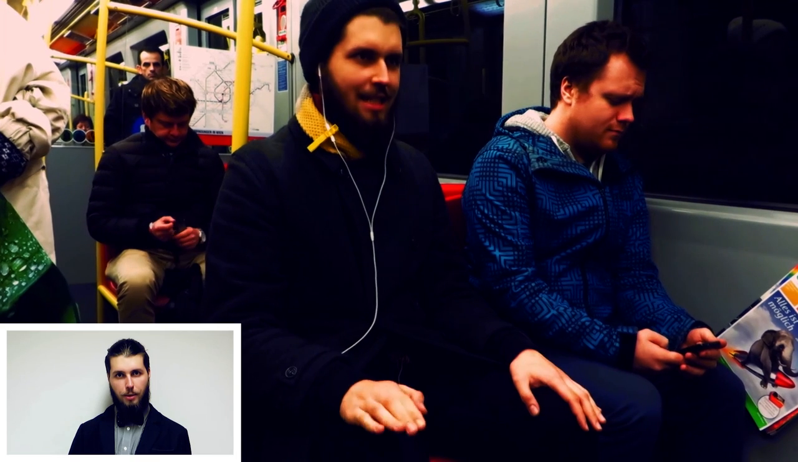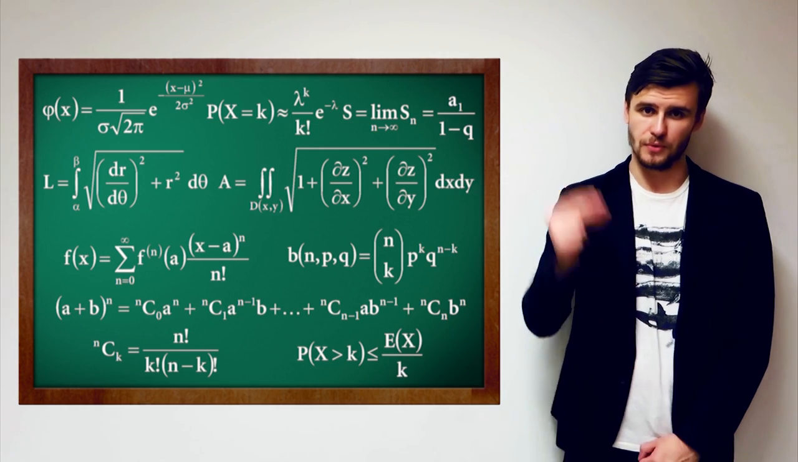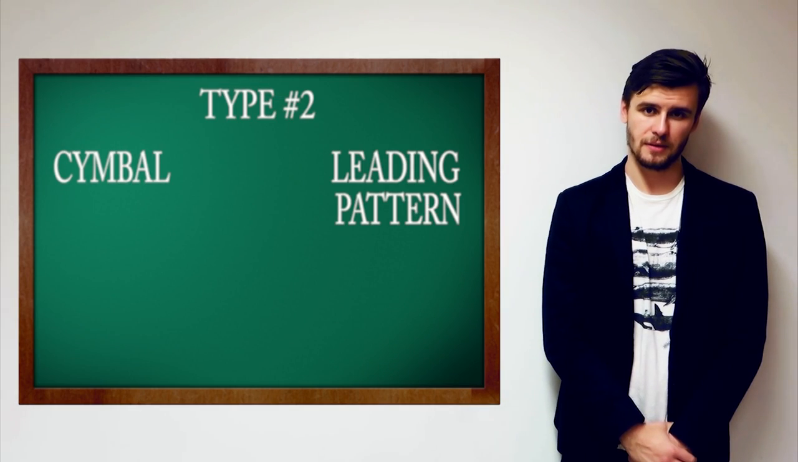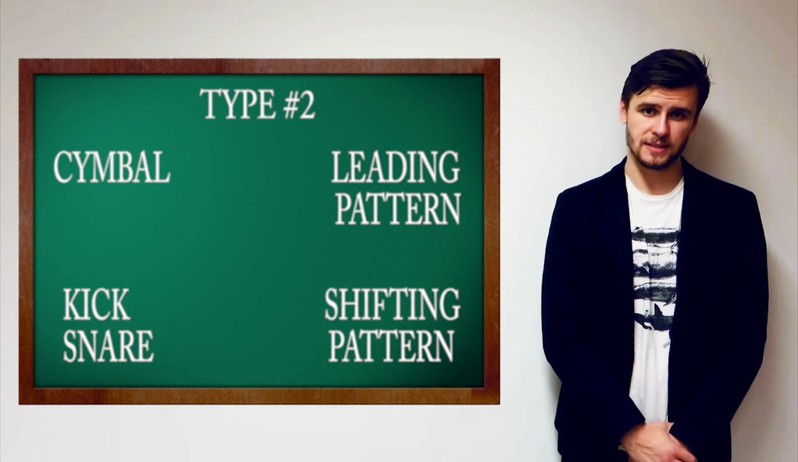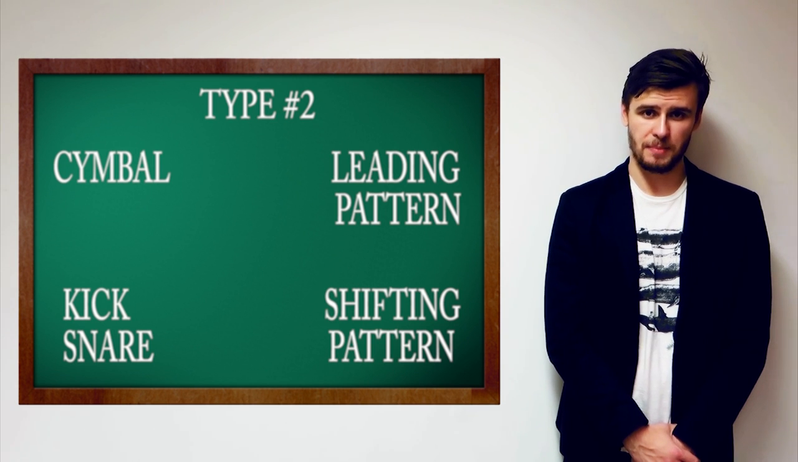Singing, chattering, and tapping will help you to understand and get used to a pattern quickly and effortlessly. Type number 2. The cymbal plays the leading pattern, while the snare follows the kick and they form the shifting pattern. The number of blocks in a cycle will only depend on the frequency of the cymbal. In this case, the snare and the bass drum are one pattern. A simple example with 2 blocks.